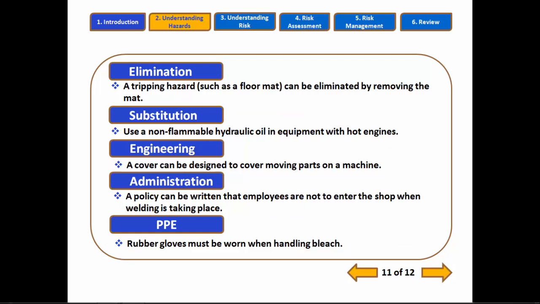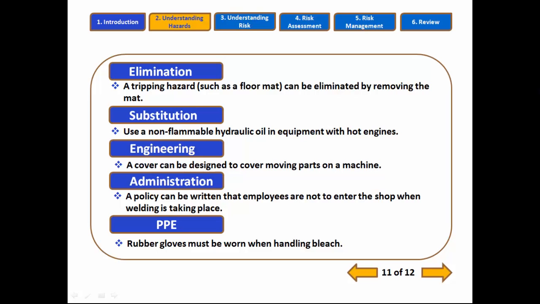So just to give you some examples, you can eliminate a hazard by, for instance, putting a mat or other covering to prevent people from tripping on an uneven element of the floor or loose cables, things like that. Substitution. You can change materials, perhaps using a non-flammable oil in a situation where the high temperatures are concerned.